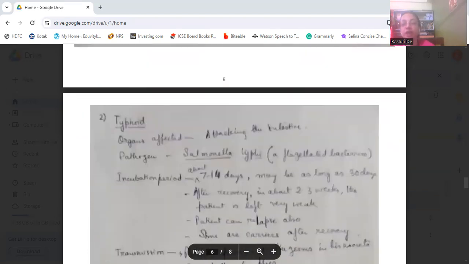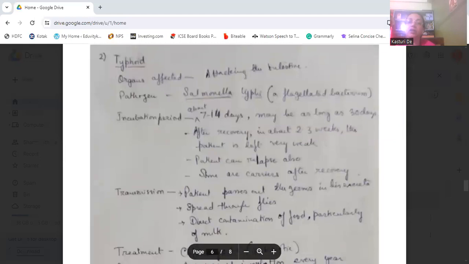Then we come to typhoid. Here, the organ which is affected is again the intestine. The pathogen is Salmonella typhi. It is also a bacterium, a flagellated bacterium. This is known as Salmonella typhi, causing typhoid. The incubation period is about 7 to 14 days and may be as long as 30 days also.